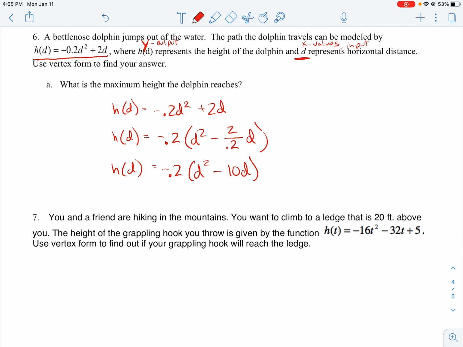Okay, and so now we're ready to complete the square, right? Looking for that perfect square trinomial. So I'm going to go negative 10. I'm going to take my b value, divide it by 2 and square it. So negative 5 squared is equal to 25.